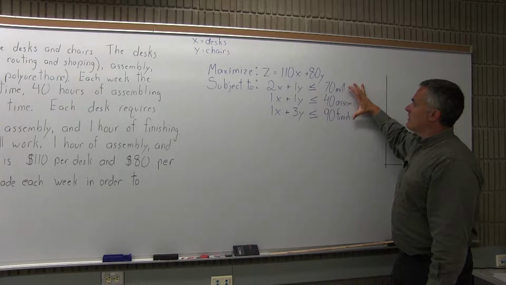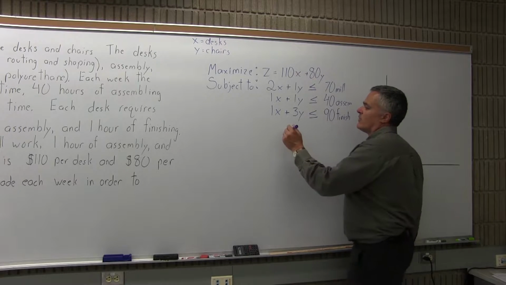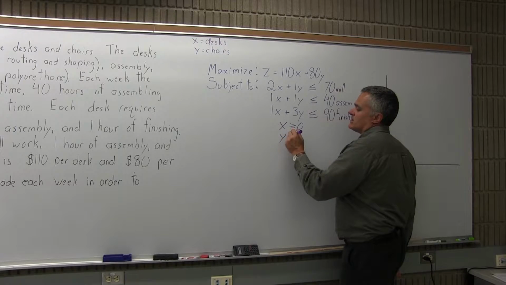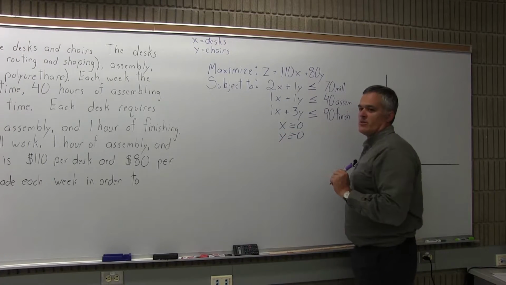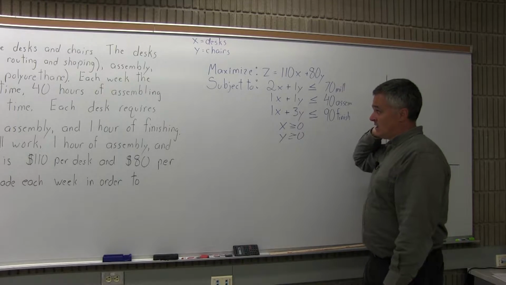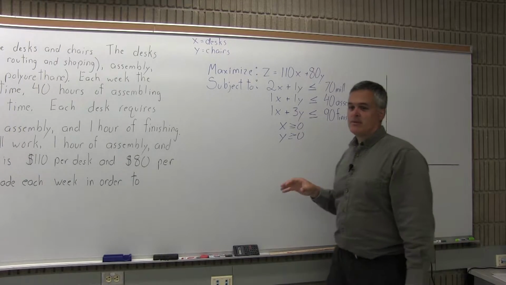This is step 3 of our 4-step process. Step 4 is for each of the products that you're making, it has to be mentioned that they are greater than or equal to 0. You cannot make a negative number of desks. You cannot make a negative number of chairs. So that's how we set the problem up.